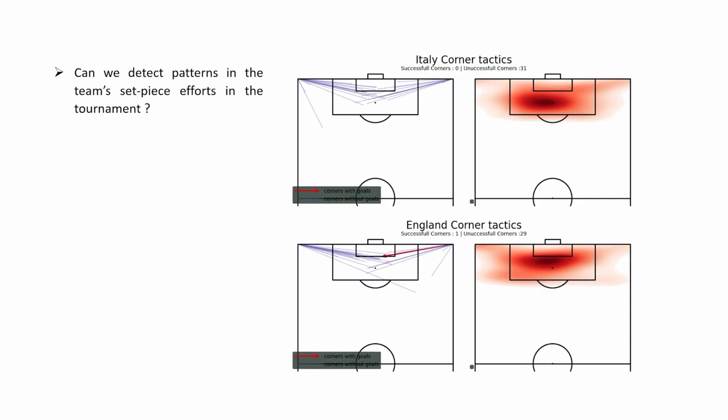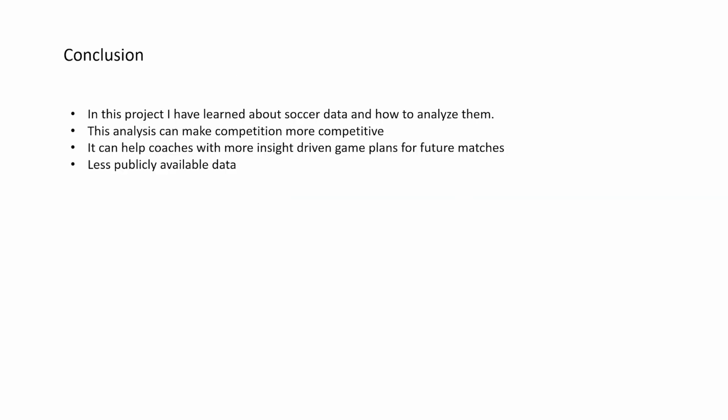For the last question, I used line and density plots to detect patterns in the teams' set piece efforts and tried to see the corner opportunities and their outcomes Italy and England had throughout the tournament. We can clearly see from the plots that during corners, England players positioned themselves closer to the goalie, while Italy players stayed a bit away from the goalkeeper. Italy had 31 unsuccessful corners, while England was able to score a goal from 30 chances.